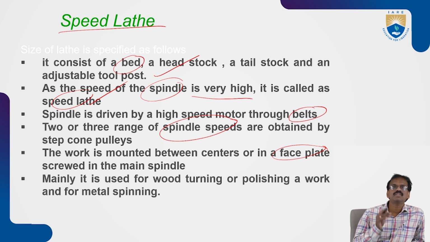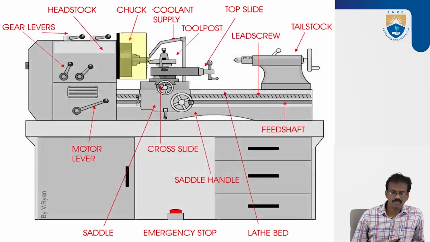So next, mainly it is used for wood turning operations and polishing operations. Next, spinning operations, metal spinning operations. For this purpose, we will use the speed lathe.